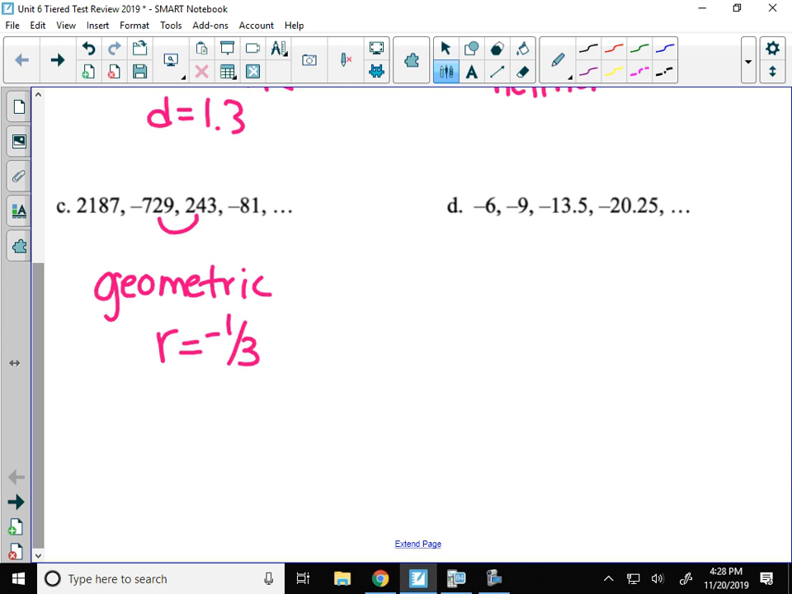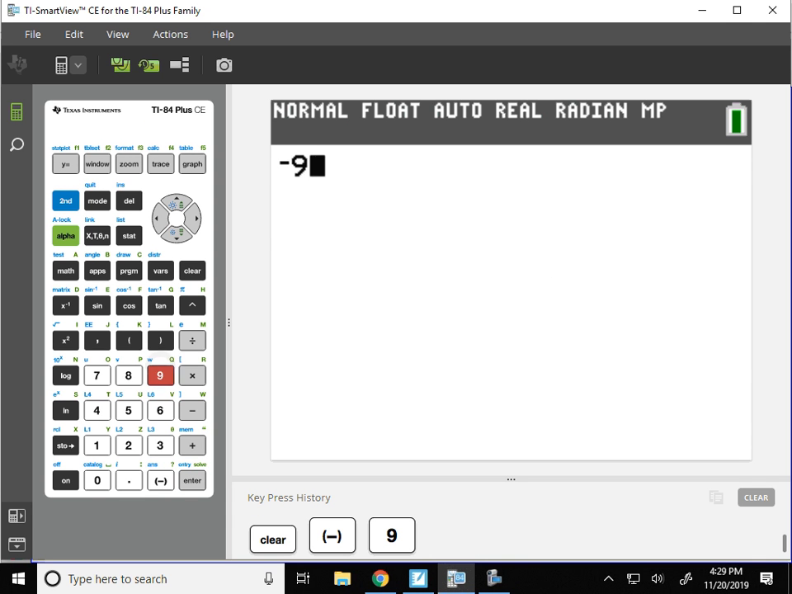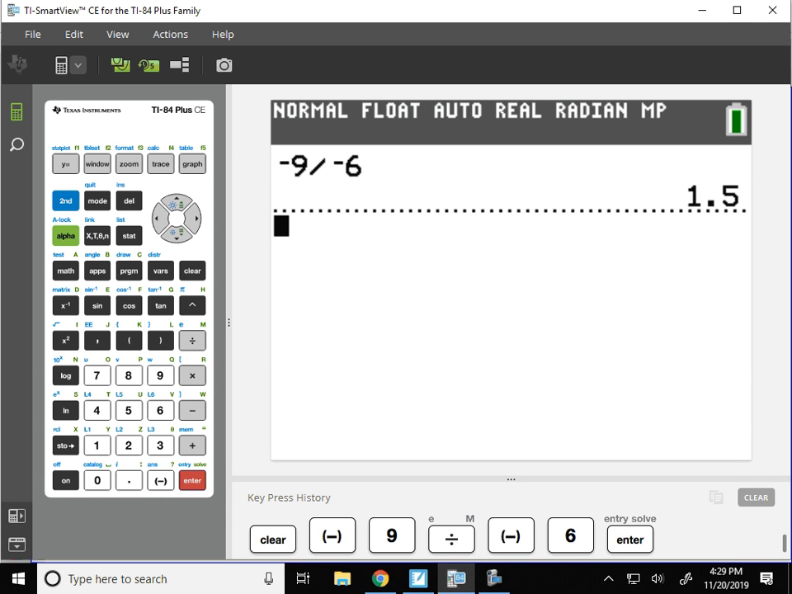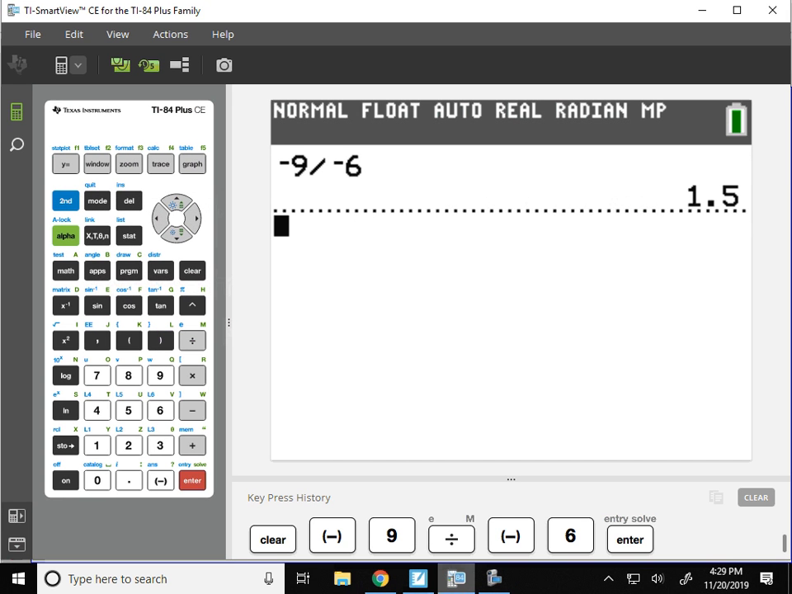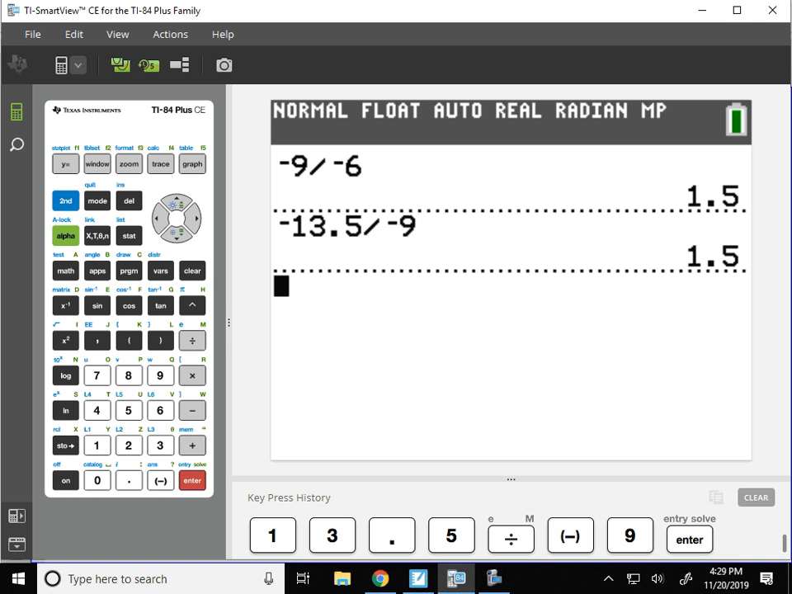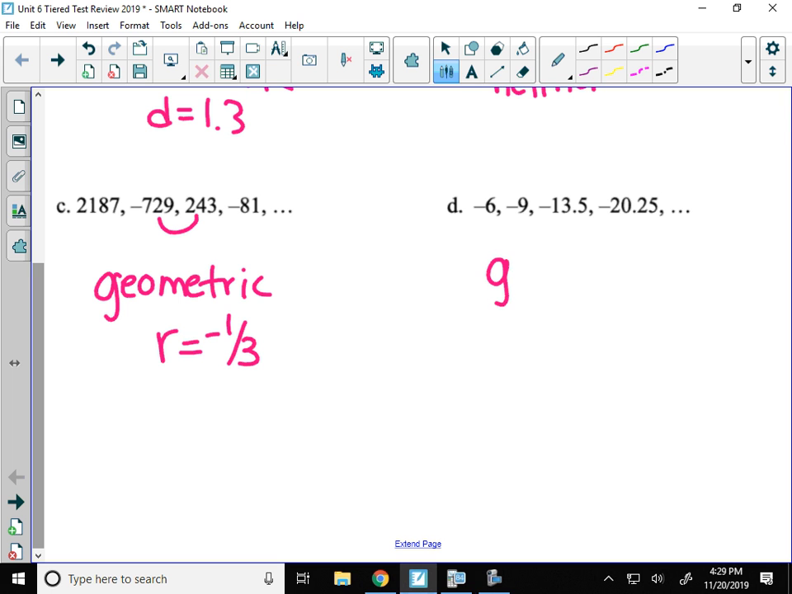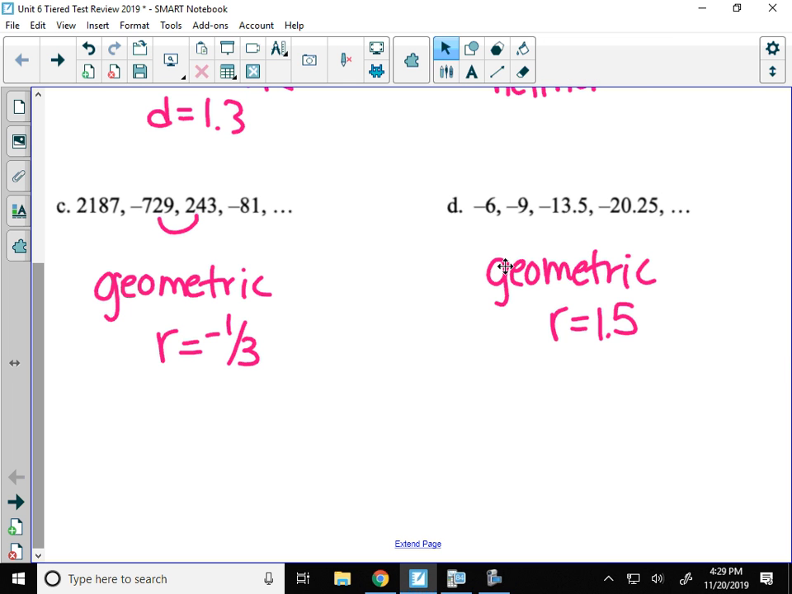Finally, D. The signs stay the same, so it could be either. Let's start with geometric again. I'm going to take negative 9 divided by negative 6. I get 1.5. Now I take negative 13.5 divided by negative 9, and I get 1.5, so this is geometric with a common ratio of 1.5. All right, that's number 1. Can you identify what type of sequence it is and what the difference or ratio is?